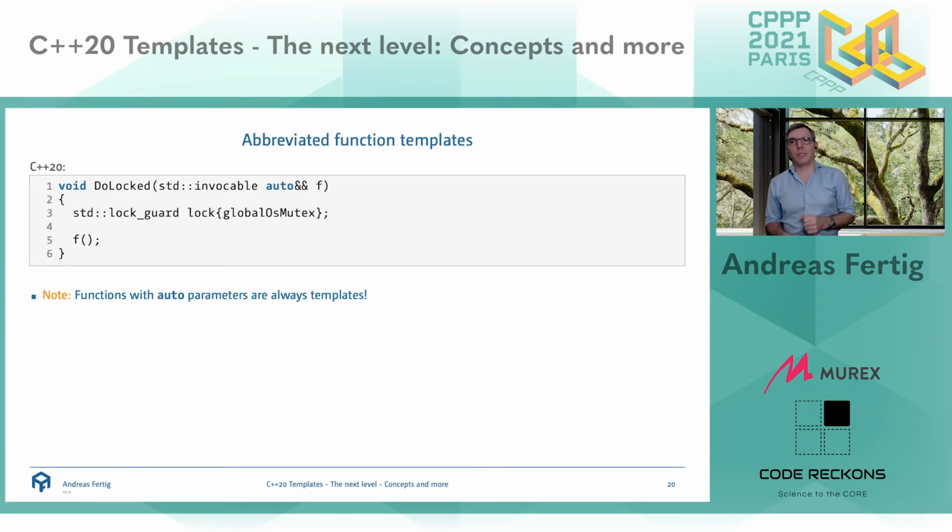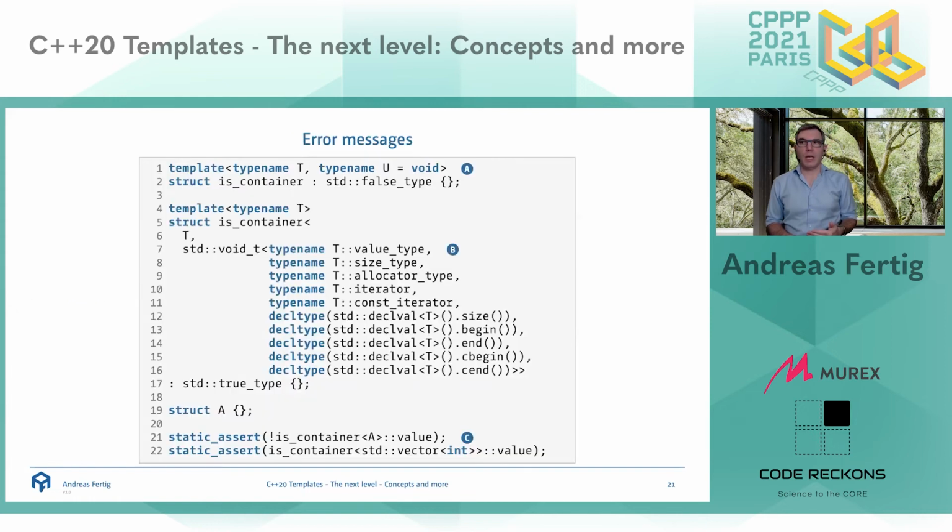Aside from function templates, when I talk to people about concepts, there's one thing they tell me they are most interested in, and this is error messages. So we are hoping to get better error messages from concepts. This is the motivation here. Let me briefly walk you through this slide before we talk about error messages. What I'm doing here is creating myself a type-trait-like thing called isContainer, which checks whether a certain type satisfies the requirements of a container in the standard library.